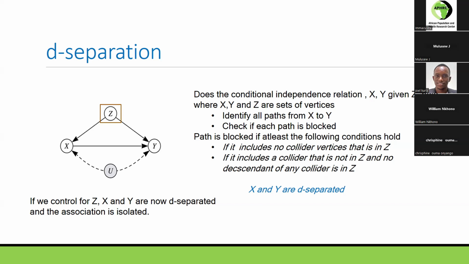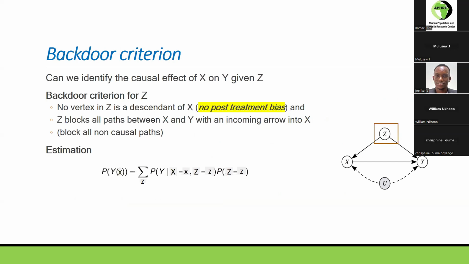The path is blocked if it fulfills at least the following conditions. One, it includes no collider that is in Z, that means Z should not be a collider. Or, if it includes a collider that is not in Z, and no descendant of any collider is in Z. In that case, we could say the path is blocked so that we can isolate, or we can identify. So that fulfills the backdoor criterion, or it should be adjusted for in our model when it fulfills two criteria.